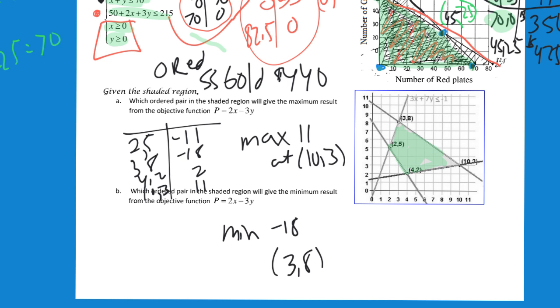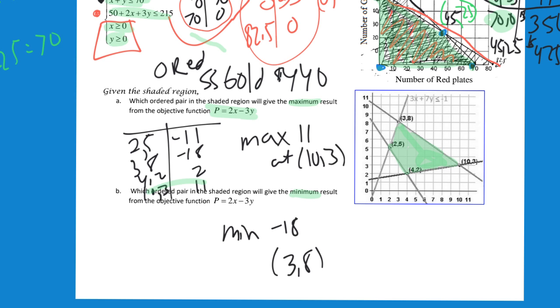So I think the big thing is, we want to make sure, although there's a lot of values that are shaded, which one will yield the biggest profit result, the output using the objective function. So that would be the max. And we want to find the minimum. And so both the max, the high and the low of a shaded region, as long as it's bounded, will always occur at the vertices. So if you try the vertices into the objective function, you're going to find the max and min.